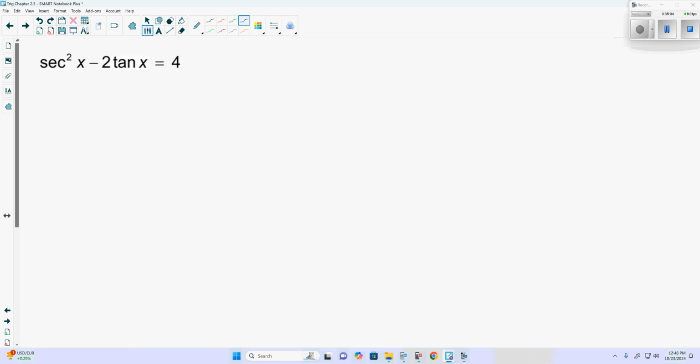Secant squared of x minus 2 tangent of x equals 4. Now look at this one here again. We're going back to our Pythagorean identities. Tangent squared of x plus 1 is equal to secant squared of x.